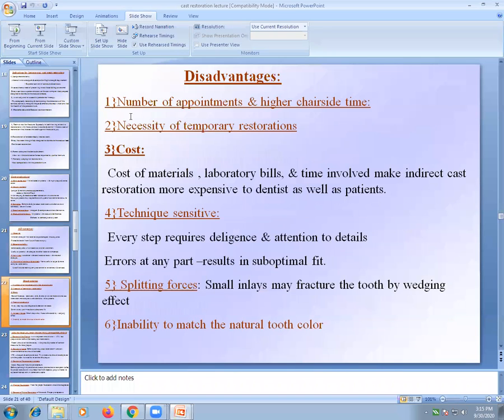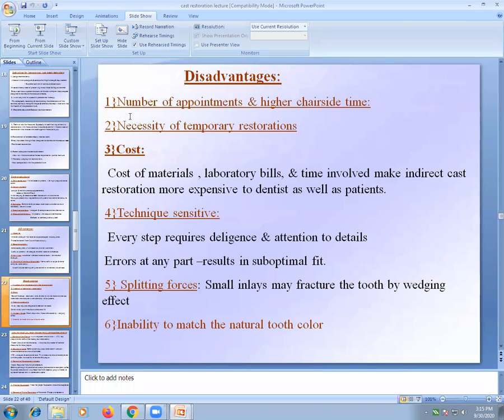But there are some disadvantages of this inlay. The number of appointments and higher chair time. As you all know, when you do a composite or amalgam restoration, you have to do the cavity preparation, apply base, and do the restoration. Right? It is a one visit procedure. It will take hardly 45 minutes to 1 hour to complete all the procedures.